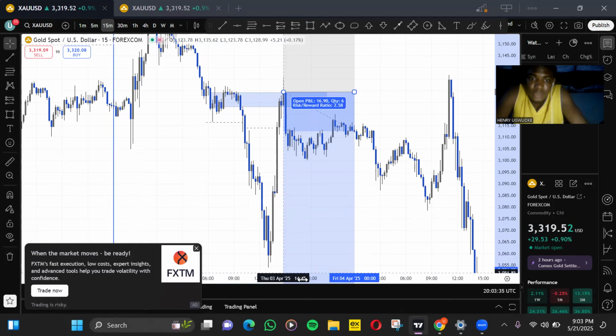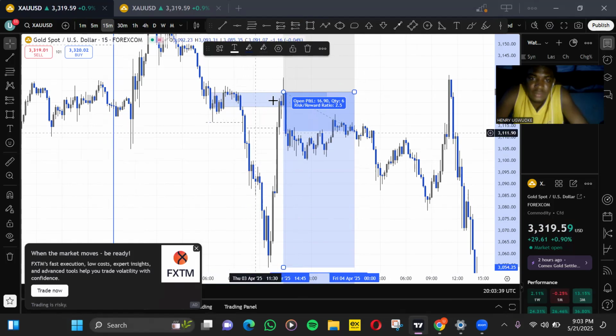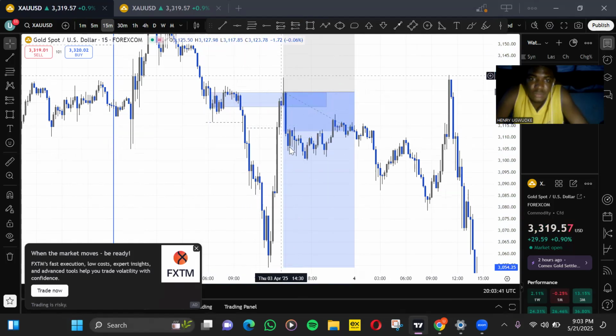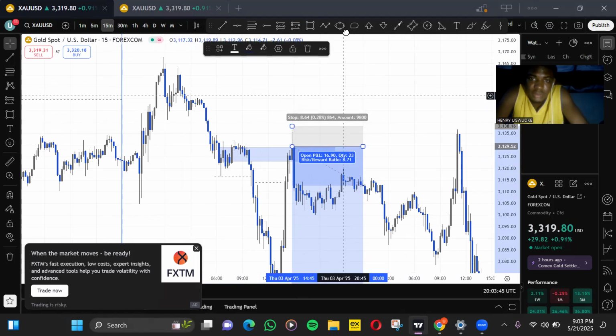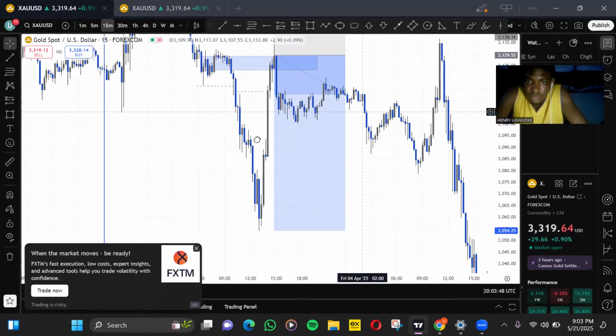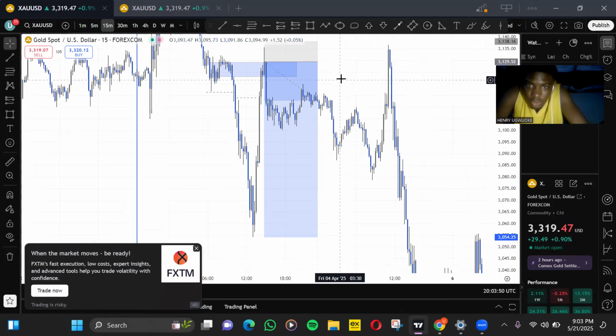Basically, our POI will be here because this is the origin of this whole setup. So that will be our POI basically. Just look for those sell setups.